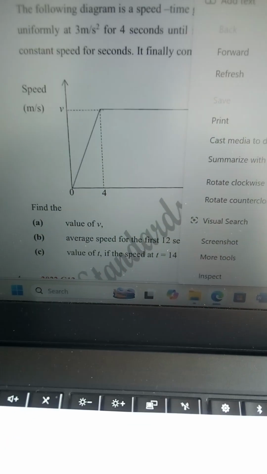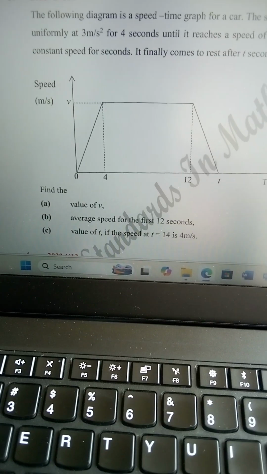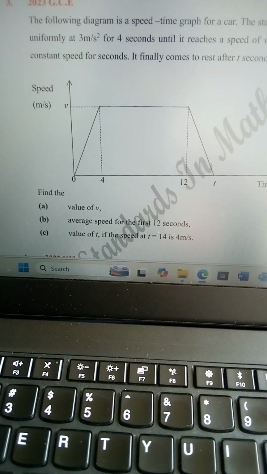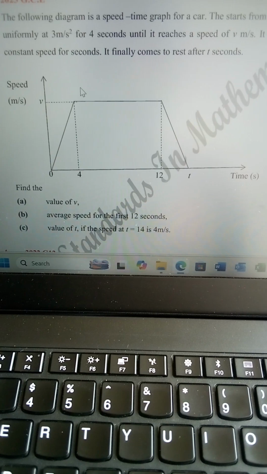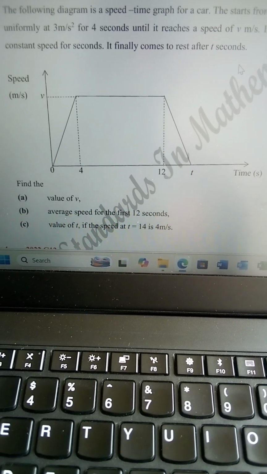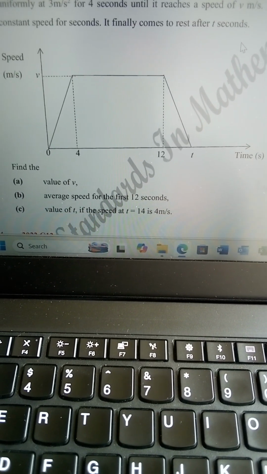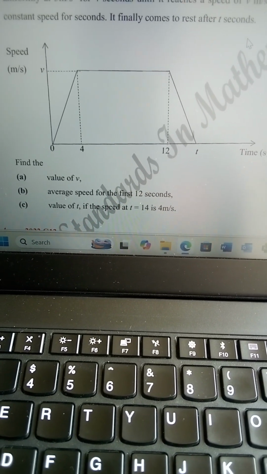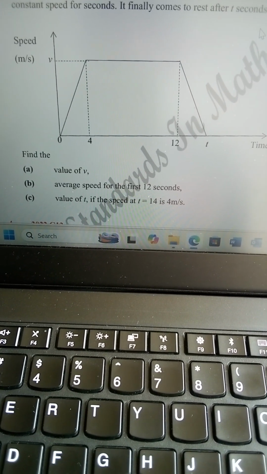And then we move on to B, where they are saying find the average speed for the first 12 seconds. So whenever you are calculating, you have to look at the shape that is formed there. This shape is called the what? The trapezium. So what you should know is that to find the average speed, we have to find the area, because area is the same as the distance. So you're going to find the area of what? Of the trapezium.